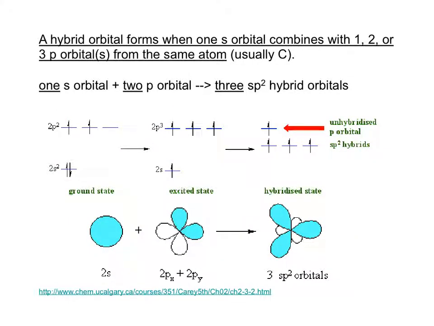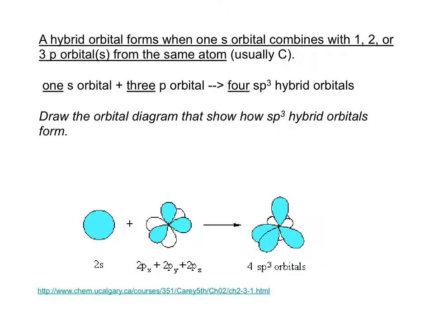In this picture, an s orbital combines with two p orbitals to form three sp2 hybrid orbitals. Note the direction the sp2 hybrid orbitals point. In this picture, one s orbital combines with three p orbitals to form four sp3 hybrid orbitals. So stop the video and draw the orbital diagram that shows how these four sp3 hybrid orbitals form.